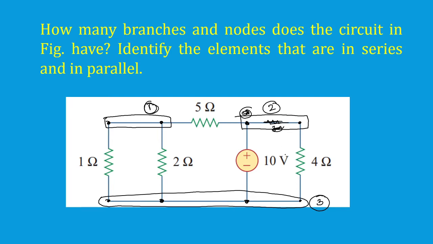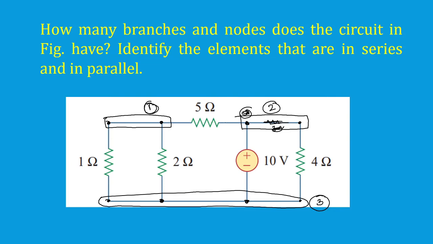Similarly, you can see this 10 volts voltage source and 4 ohm resistor are sharing the same nodes, that is node number 2 and node number 3. So we can say these 2 are in parallel. Can anybody tell me which are in series? Frankly speaking, as of now we can't say which are in series.